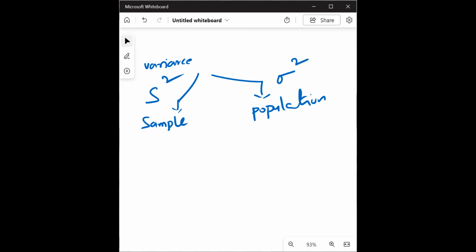So tell me guys, what is the formula for this one? No, I'm talking about variance.